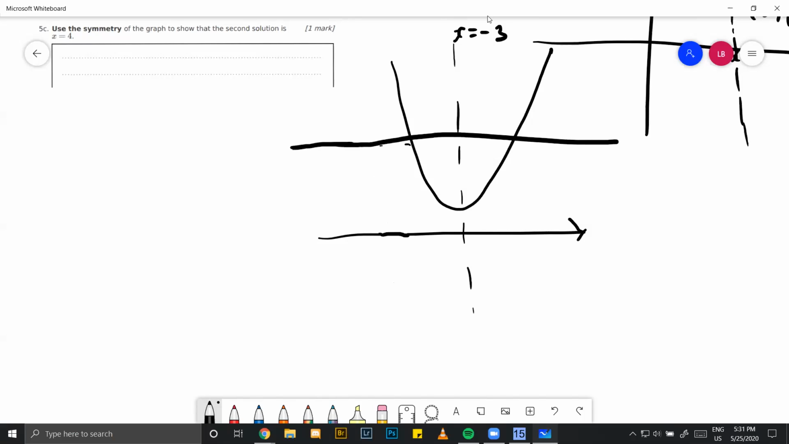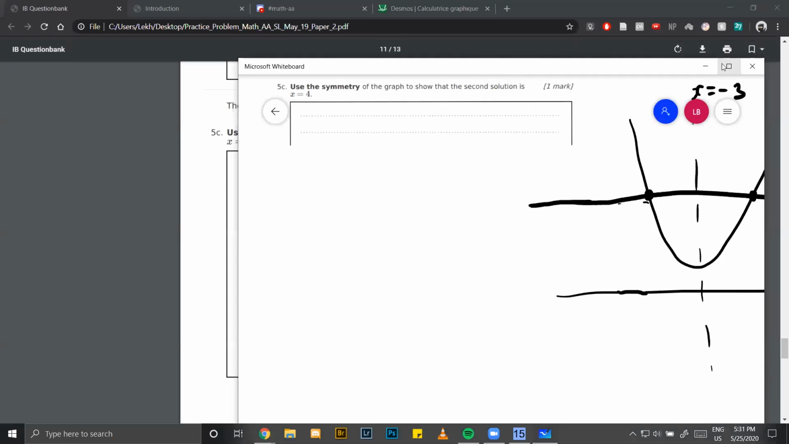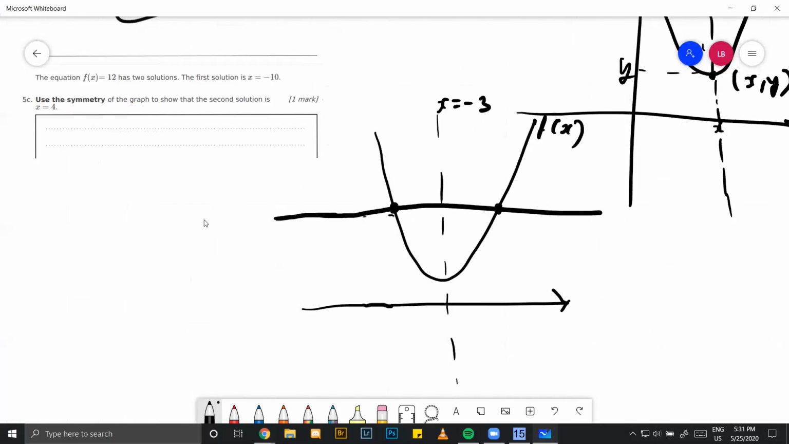So when does f of x equal 12? It happens over here and it happens over here. One of the solutions they gave us is at negative 10. So it happens here at negative 10. And another solution they gave us, so they want us to figure out whether the other solution is 4. You know that negative 10 is correct, and then you need to flip it over negative 3 in order to find what 4 is. So you basically use the symmetry to flip it over.